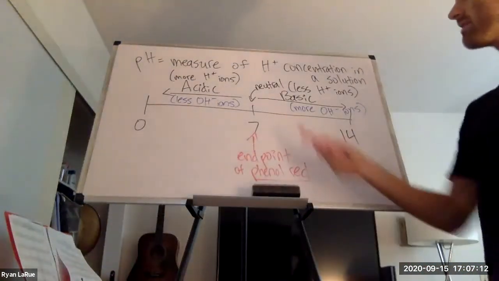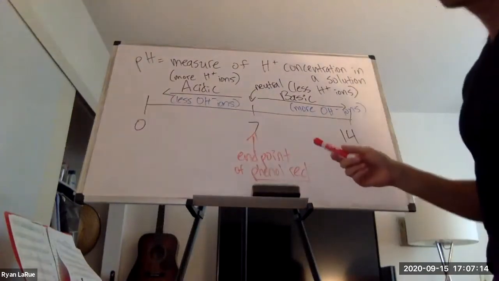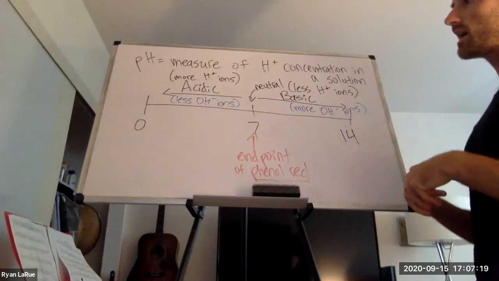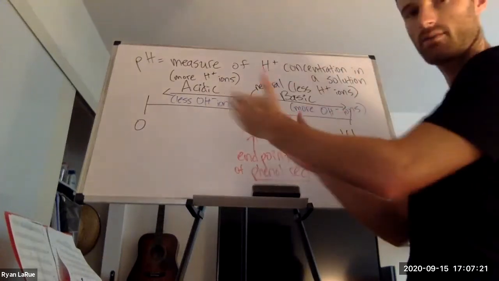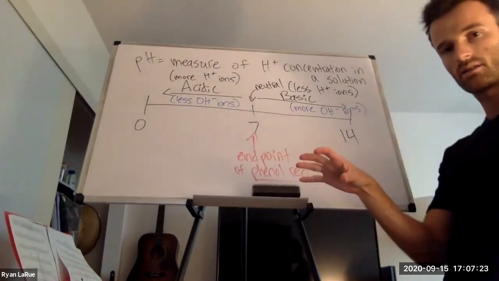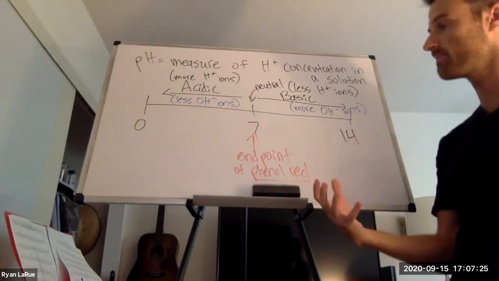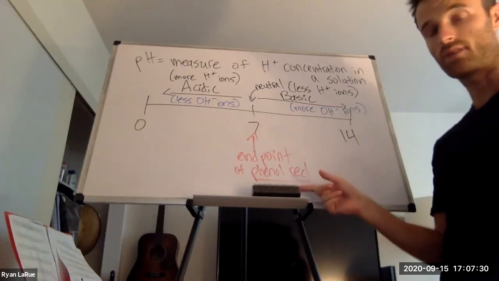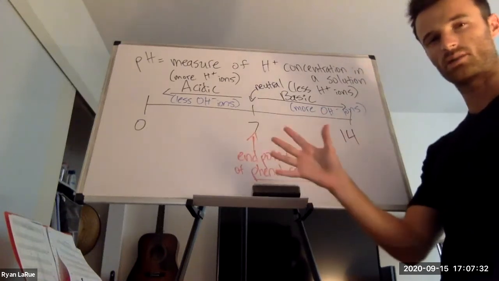So at pH 7 the solution's red, okay? As the solution becomes more acidic, if I start adding something acidic to the solution, the pH indicator dye, phenol red, actually turns a yellowish orange.